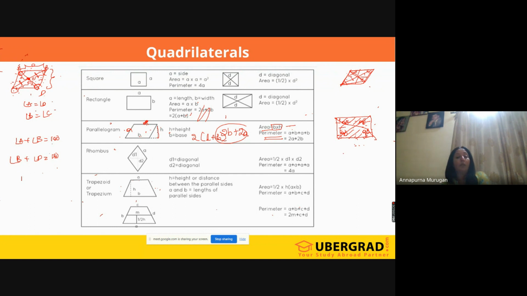One more thing I would like to tell you here, let me redraw. The diagonals here also bisect each other. That means this length is equal to this length, and this length is equal to this length. So the diagonals also get bisected. Getting it? Next, how is the diagonal length given? If this is A and this is B, using Pythagoras theorem the diagonal length is the root of A square plus B square.